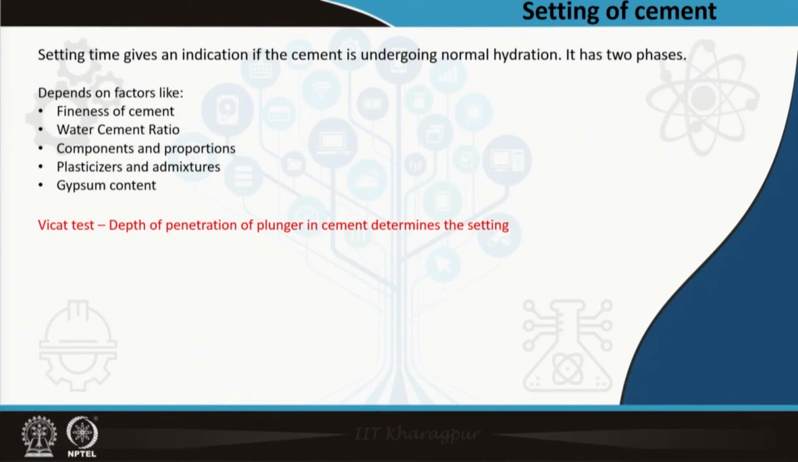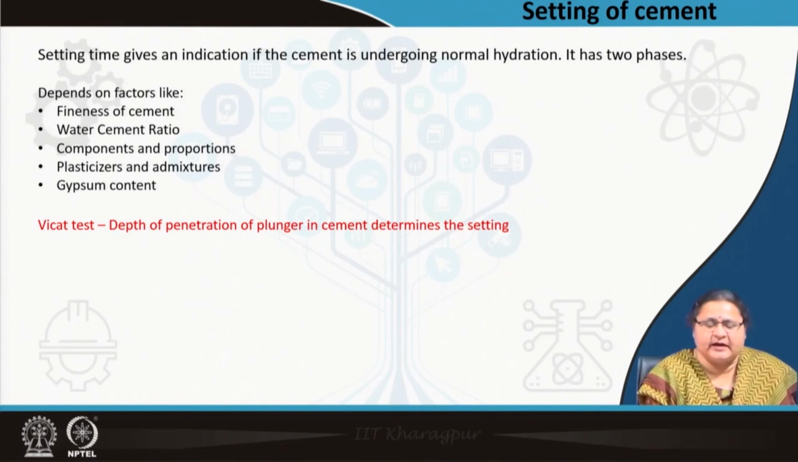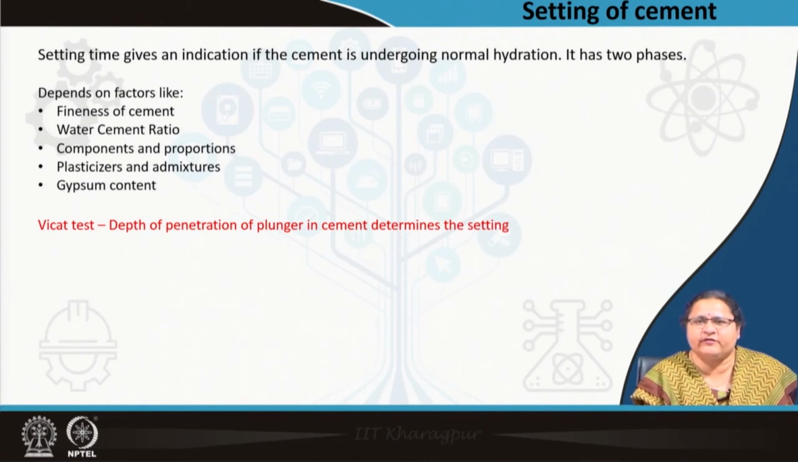So, the depending factors are how fine the cement is, and what the water cement ratio is, which we will come to a little later in the next lecture. What are the components and their proportions, what kinds of plasticizers and admixtures are added, we will also elaborate on that, and what the gypsum content is, because gypsum retards the initial setting.